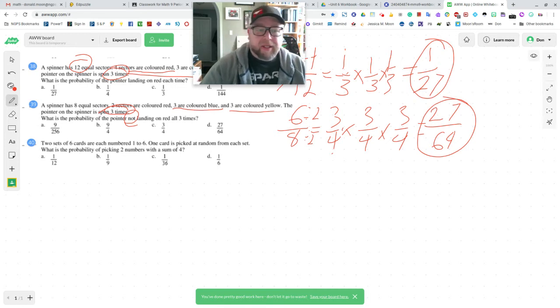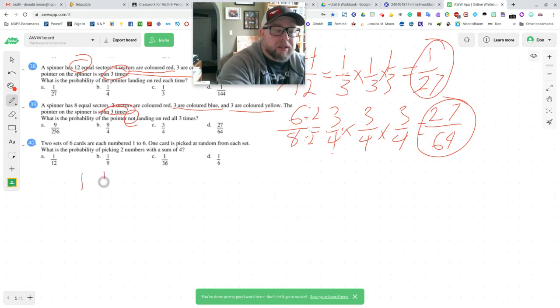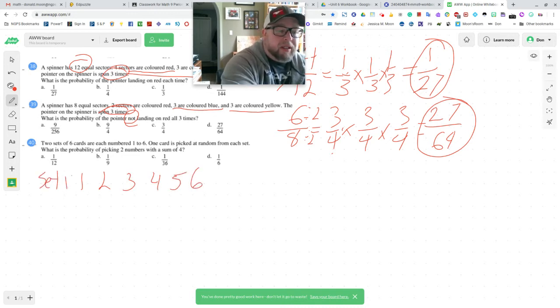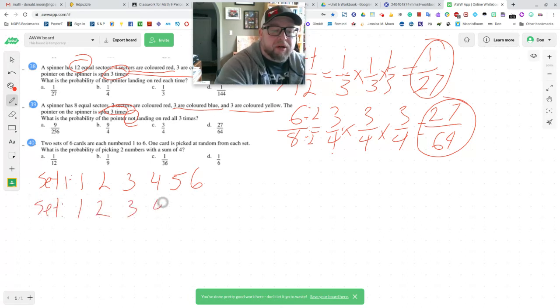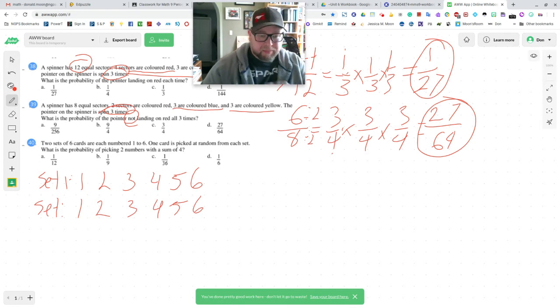Okay. Question number 40 here, we have 2 sets of 6 cards, and each are numbered 1 through 6. So if I just go 1, 2, 3, 4, 5, 6. So that's set 1. Set number 2, I'm just going to line them up. 1, 2, 3, 4, 5, 6. So I have 2 sets of those cards. That's set number 2. What is the probability of picking 2 numbers with the sum of 4?